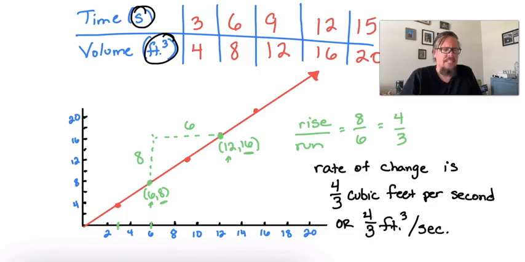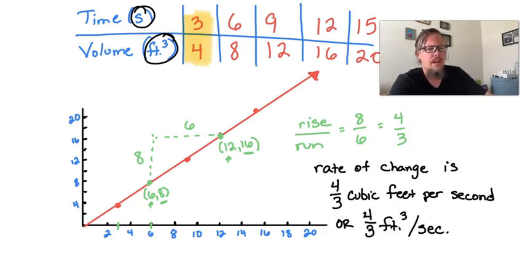Now, before we end here, I want to go back and look at the table. 4/3 cubic feet per second. And right here, right at the beginning, we had the point (3, 4). We had the point (3, 4), and then our rate of change ended up being 4/3. I wonder if that's a coincidence or if that's going to turn out to be important later.